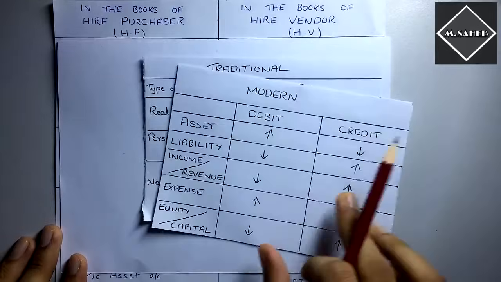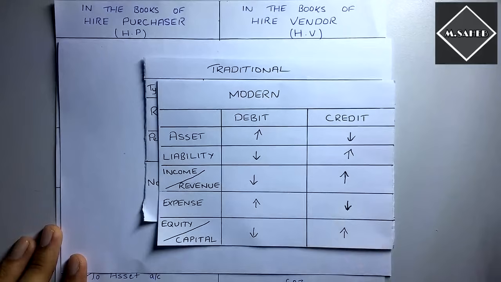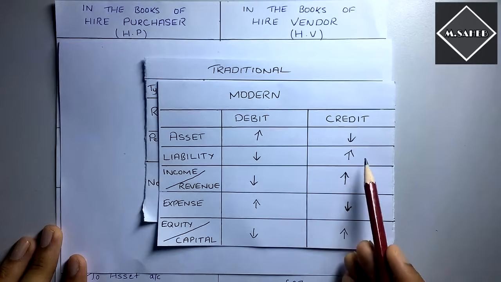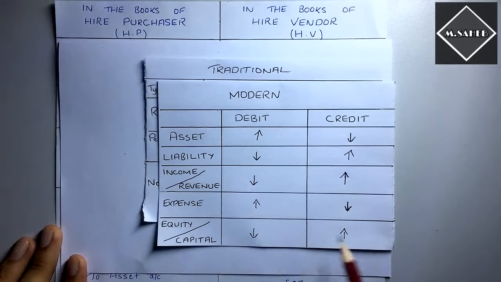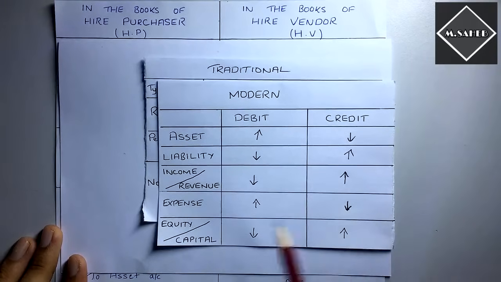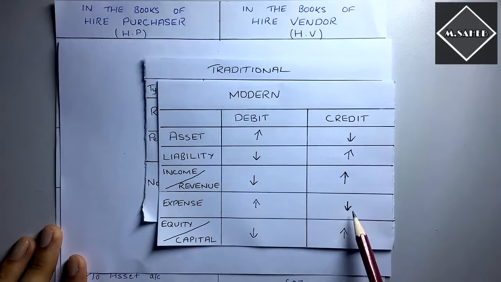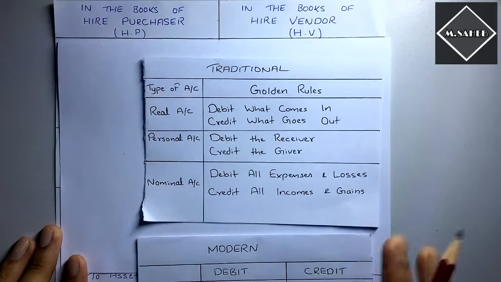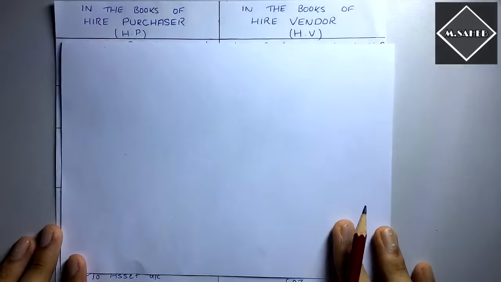Then the other rules, the modern rules: if an asset increases, debit; if an asset decreases, credit. If a liability decreases, debit; if a liability increases, credit. The same with income and revenue, and also with capital: if it decreases, debit; if it increases, credit. But expense is similar to an asset. If expense increases, we debit, and if expense decreases, we credit, right? Simple rules, right? Okay, now let's keep this aside and get back to the journal entries.